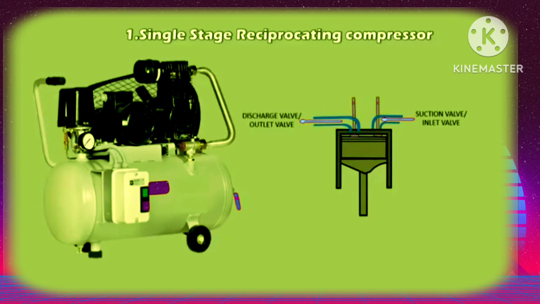When the piston starts moving downwards, the pressure inside the cylinder falls below atmospheric pressure and the suction valve opens. The air is drawn into the cylinder through a suction filter element. This operation is known as the suction stroke.